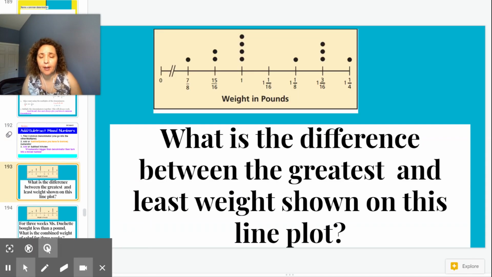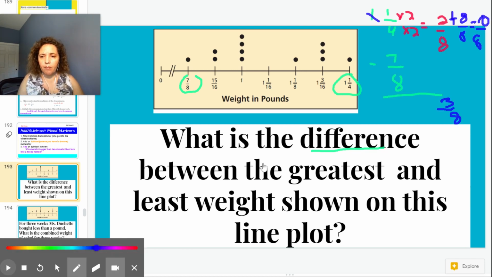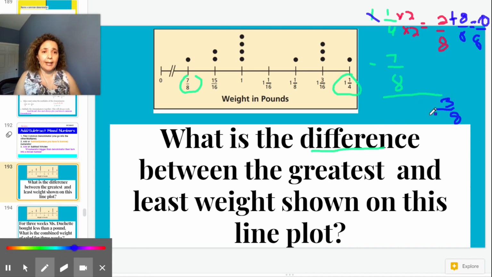All right, let's look at an example. What's the difference between the greatest and least weight shown on this line plot? So it's a little bit the same thing, but we're looking at a line plot. So I have to find the greatest and the least weight shown. The greatest weight shown is 1 1/4. The least is 7/8. And so the difference, remember, what does difference mean? You're right, subtract. So go ahead and try that. Do 1 1/4 minus 7/8 and see what you get. All right, and hopefully you got 3/8.